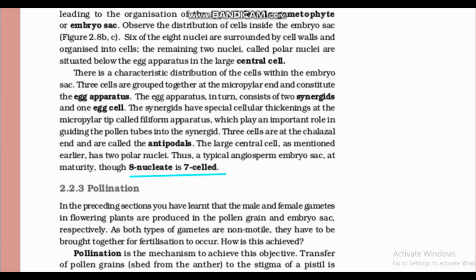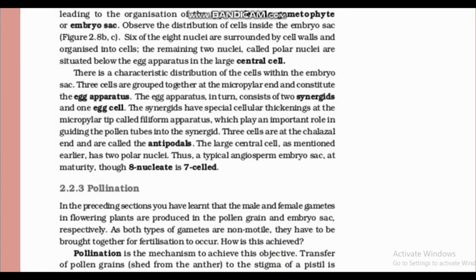This is again interesting. Egg cell, I told you this is the gamete. Antipodal cells, I told you how many? Yes, 3 antipodal cells. Synergids, 2 synergid cells. All this I told you. So this is about today's topic.